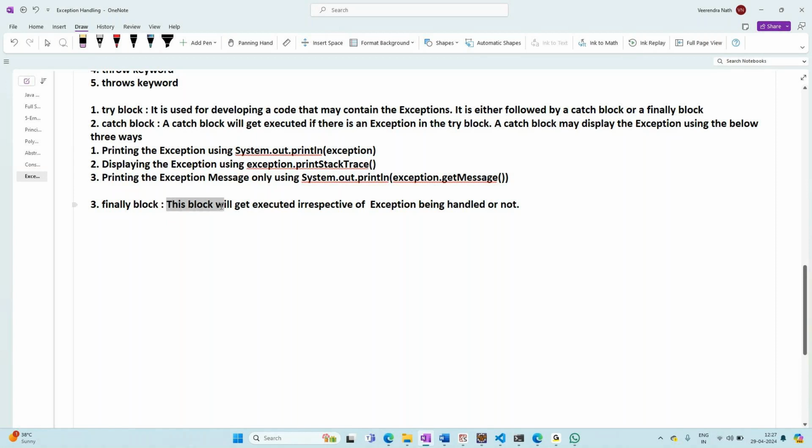So what does a finally block do? This block will get executed irrespective of the exception being handled or not. Okay, so first we'll have the example of these three.